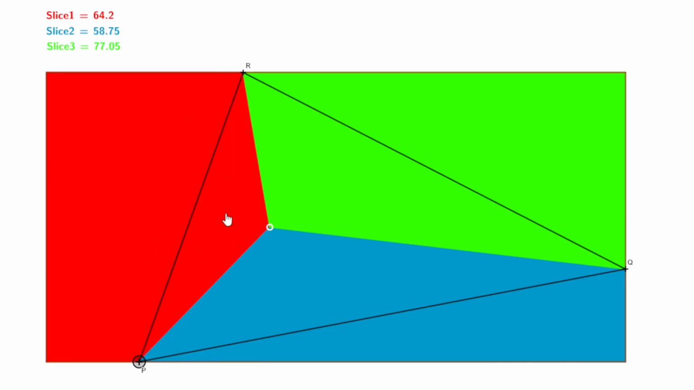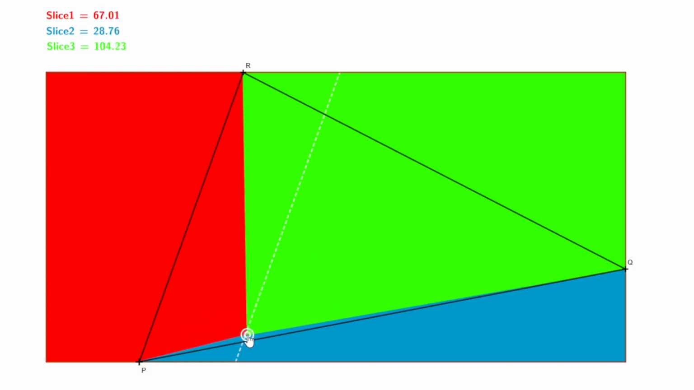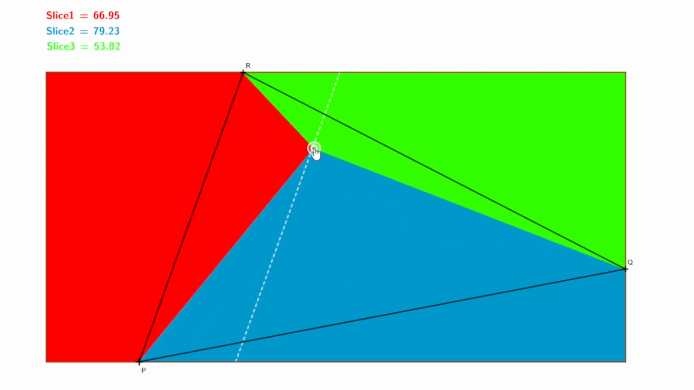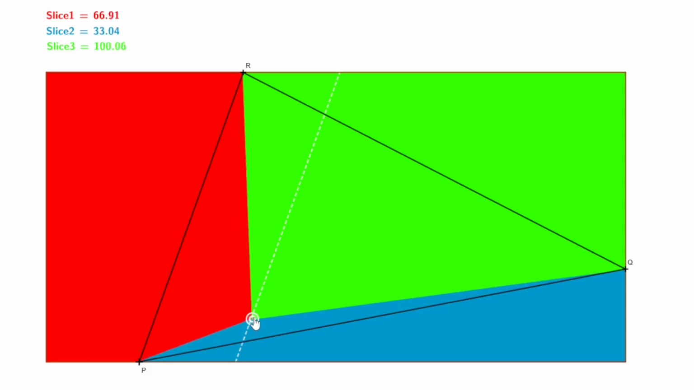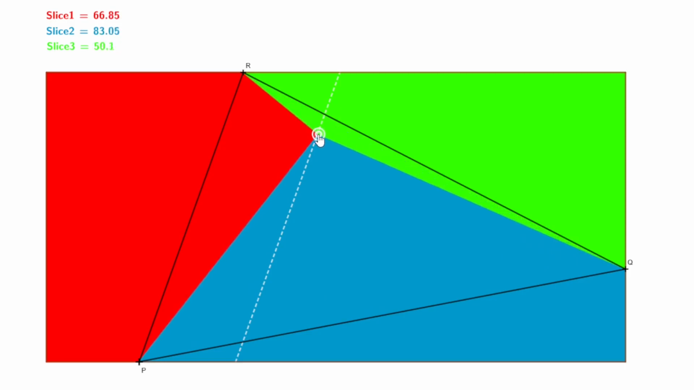I know the area I need, which means I know the perpendicular height of this triangle. And that's going to create a line where if I put my center point anywhere on this line, and again, I'm manually dragging it, so it's not quite exact, you can see that the area of the red triangle is about 66 and 2/3. It only differs because I'm dragging it with my hand and I don't have the manual dexterity to do it perfectly. So anywhere along this line, I'm going to end up with the correct area for the red slice.